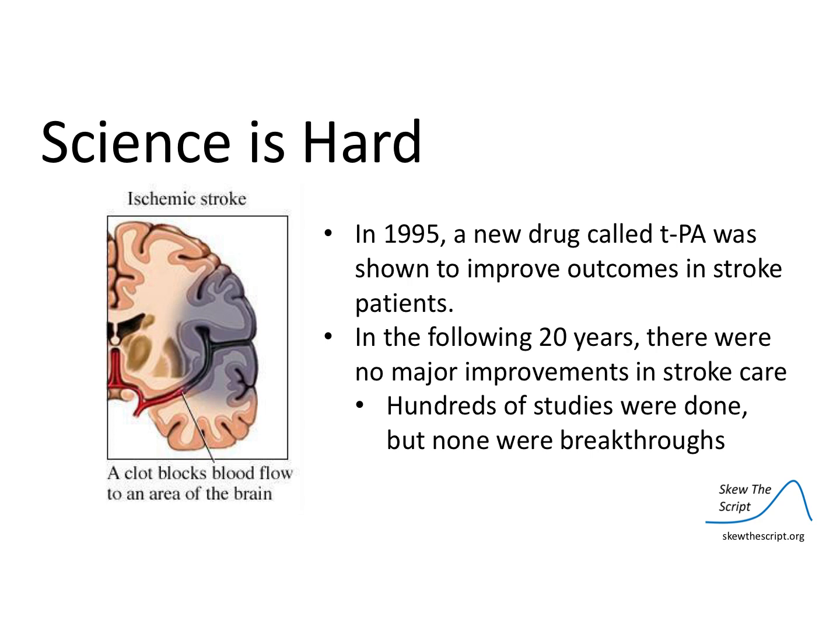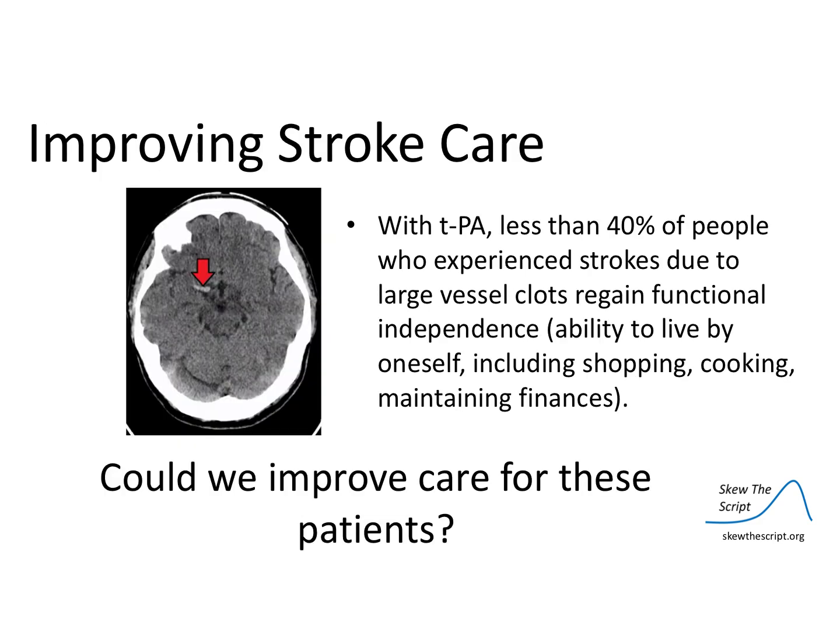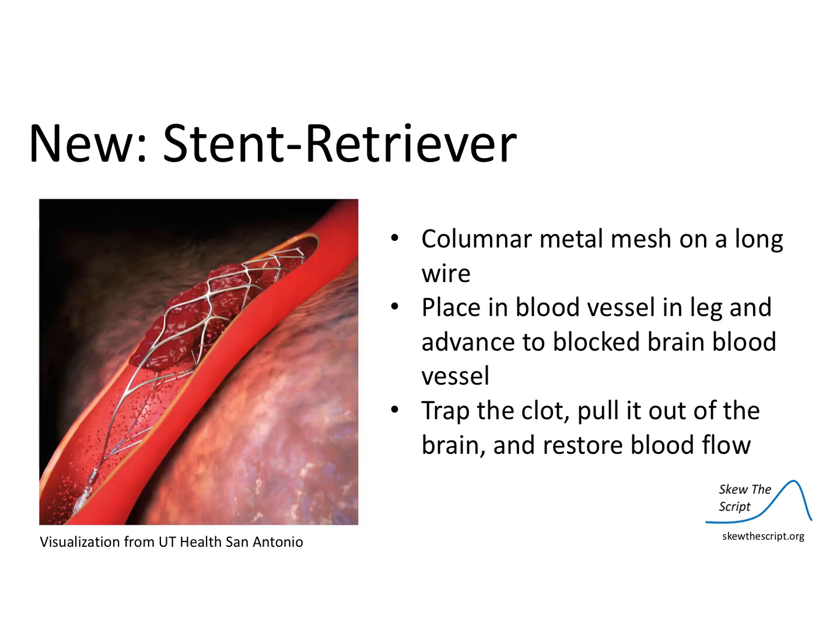In 1995, a new drug called TPA was shown to improve outcomes in stroke patients. In the following 20 years, there were no major improvements in stroke care. Hundreds of studies were done, but none were breakthroughs. With TPA, less than 40% of people who experience strokes due to large vessel clots regain functional independence, or the ability to live by oneself, including shopping, cooking, maintaining finances. And the question here: could we improve care for the patients?